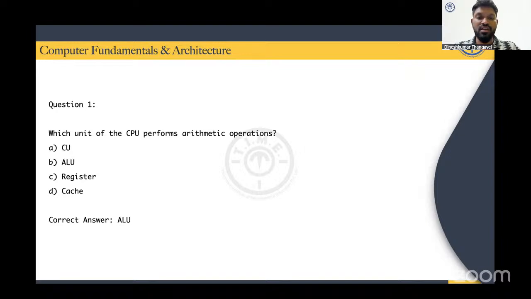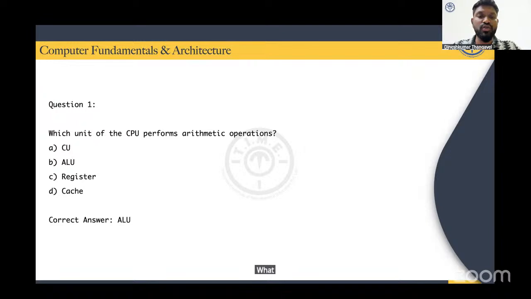Anybody got an idea? Now let's see. What is CU? CU means control unit, ALU means arithmetic logic unit, and register, right? Now, what will the control unit do? It will control and coordinate instructions; it does not do calculation. A register is temporary, high-speed storage, but no processing.